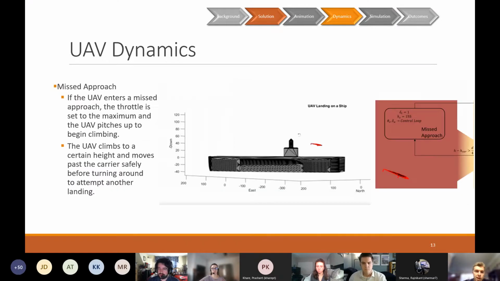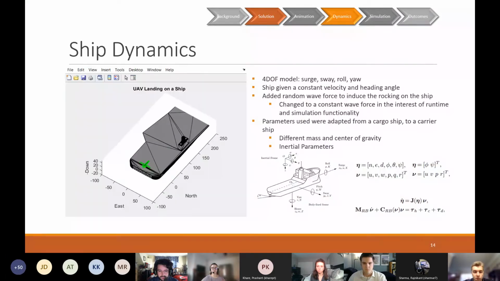As we mentioned before, we added a missed approach feature so that if the UAV falls outside of certain tolerances in its landing approach, it will hit the maximum throttle and pitch up to climb to a certain altitude and continue over the edge of the carrier before safely turning around and attempting another landing. And now I'll hand it off to Grace to explain our ship dynamics.